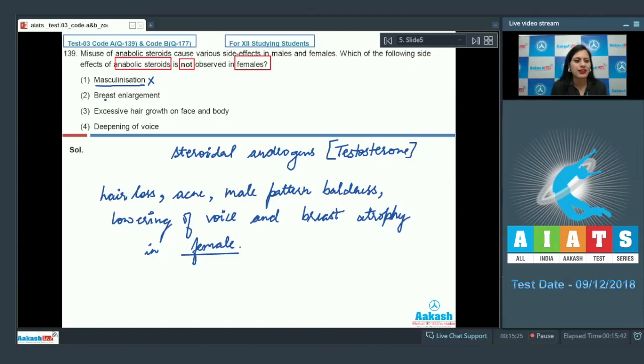Our next option given is breast enlargement, and as the consumption of these steroidal androgens leads to breast atrophy in females and not in the enlargement, so this is the correct answer to our question. Third option given is excessive hair growth on face and body, so this cannot be a correct answer. Our last option given is deepening of voice, and as it is associated with the consumption of anabolic steroids, so this cannot be a correct answer. So the correct answer for this question is option number 2. Let's discuss our next question.